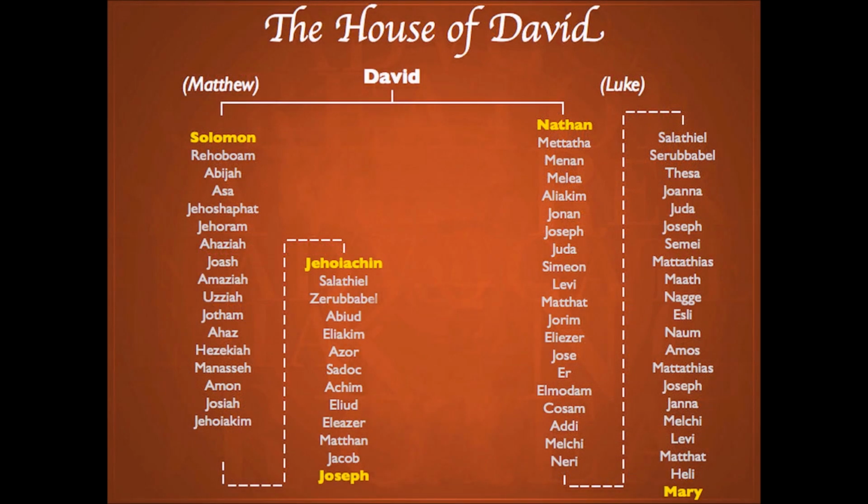The genealogies of the Lord in the New Testament are found only in the book of Matthew and the book of Luke. The book of Mark does not contain a genealogy because in that particular day a servant's genealogy was not kept. The book of John does not contain a genealogy because John presents Jesus as divinity, and it is understood that divinity has no genealogy.